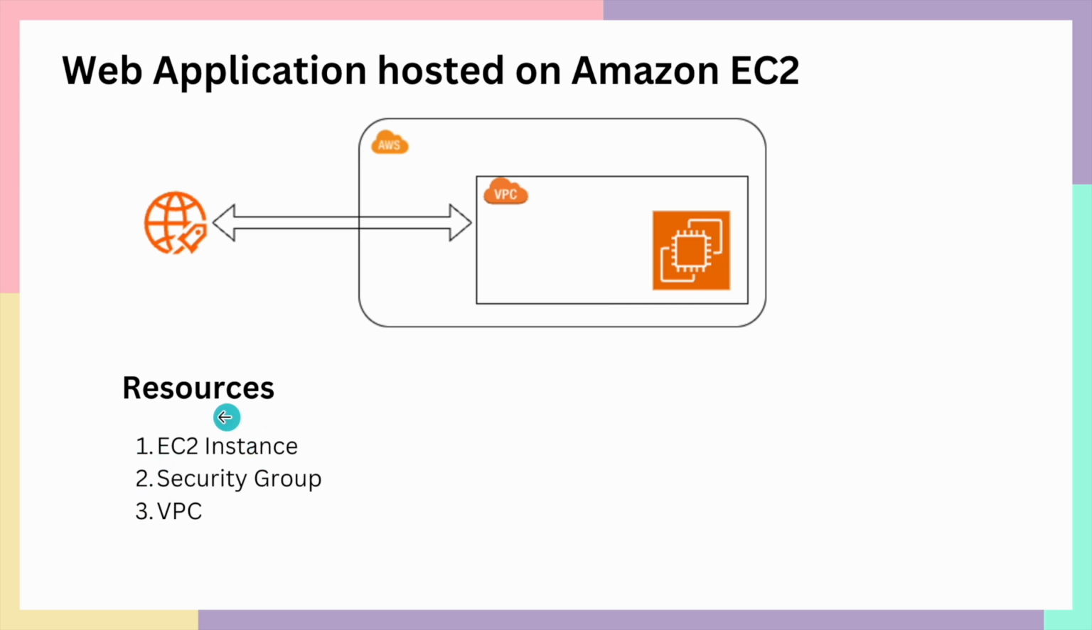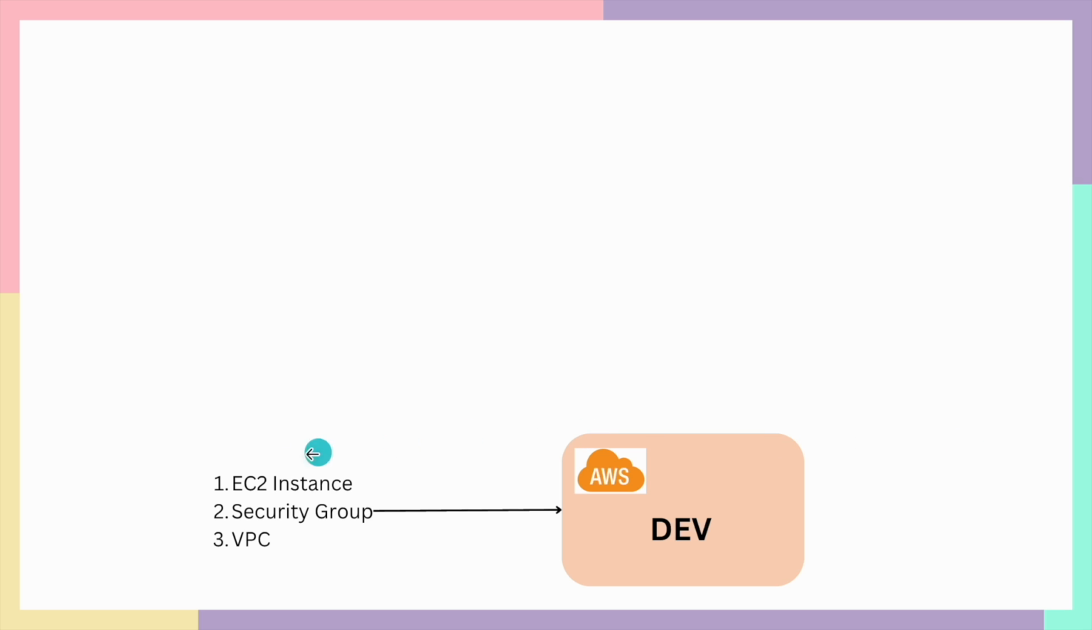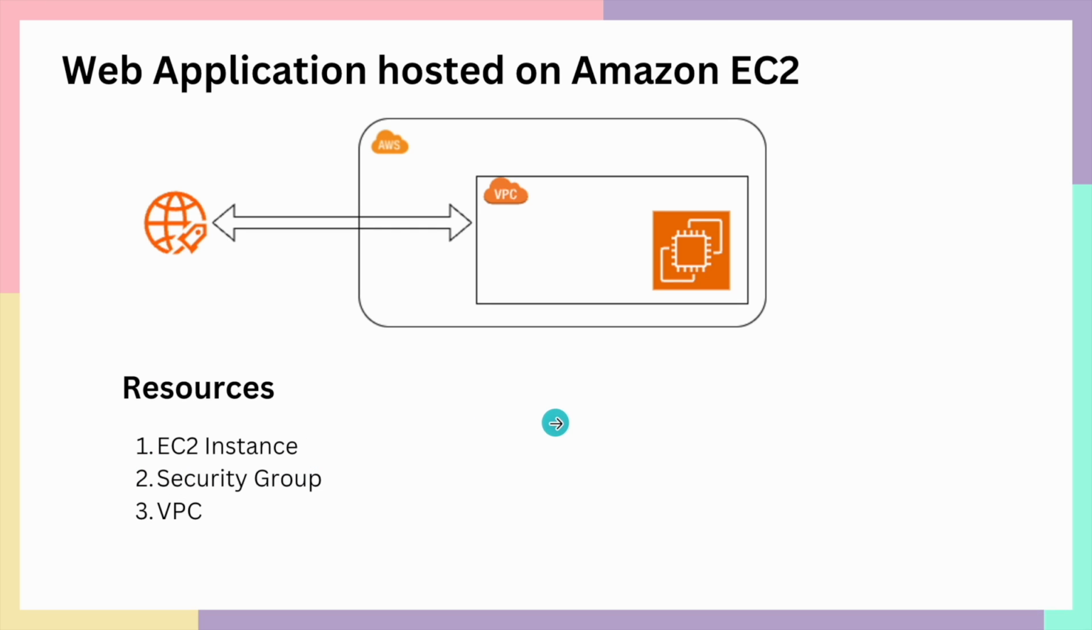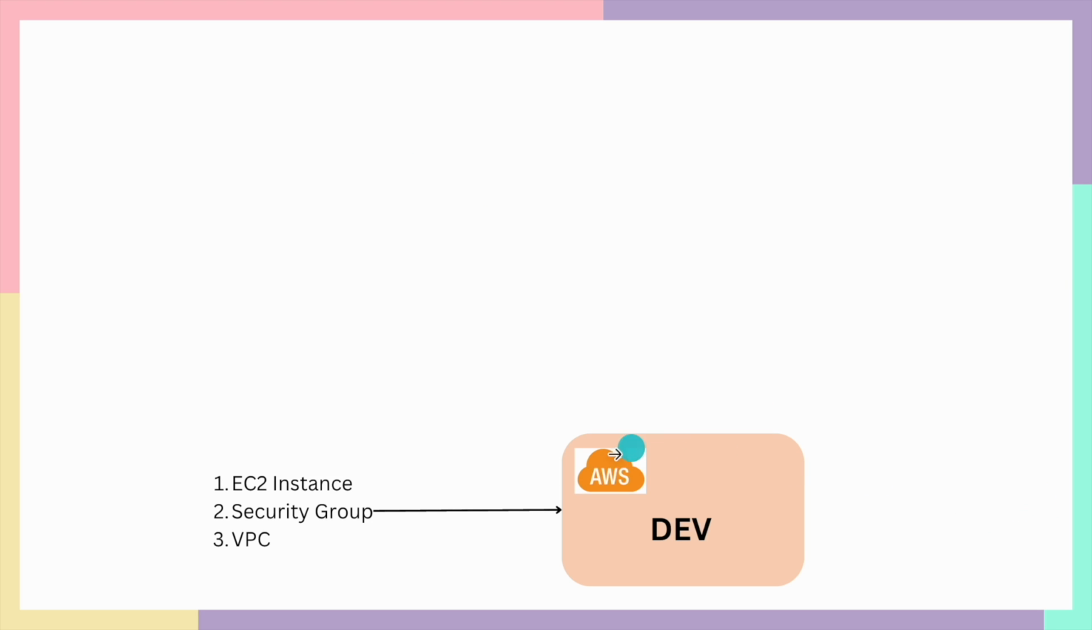Okay, so these are the minimum resources that you would need to run a simple web application on Amazon EC2. Now, how would you create these resources? You can create these resources in any number of ways. You can create them using the console, or you can create them using APIs, CloudFormation, and many other ways. Let's imagine you are creating them manually.